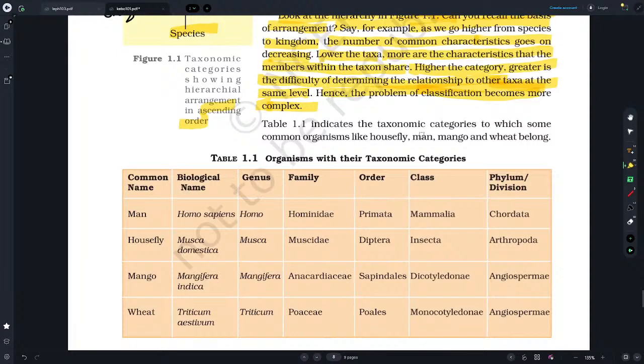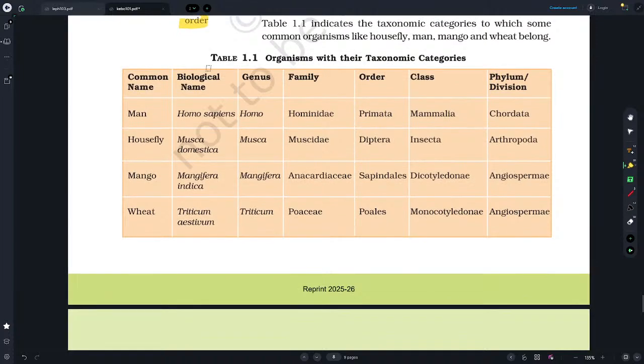This is a table where the common name is man, the biological name is Homo sapiens, the genus is Homo, family Hominidae, order Primata, class Mammalia, the phylum Chordata. Housefly is the second common name, the biological name is Musca domestica, the genus is Musca, family is Muscidae, order is Diptera, class Insecta, and phylum Arthropoda.